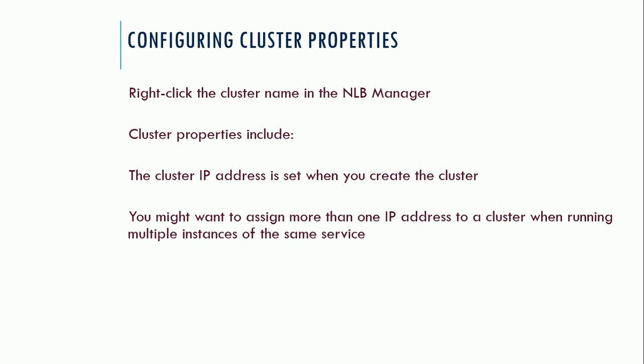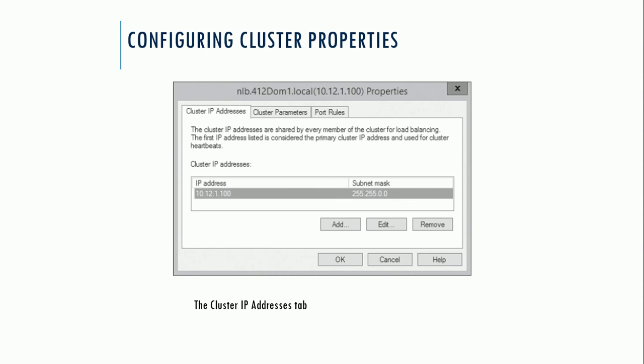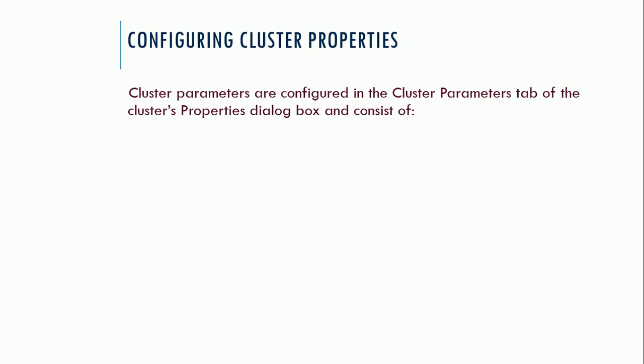So the cluster properties. If you right-click on the cluster in the Network Load Balancing Manager, you will see the cluster properties. The cluster properties are going to include the IP address and some other cluster parameters, which we're going to discuss. The cluster IP address is set when you create the cluster, and you can change the cluster IP address using that tab. You may want to assign more than one IP address to a cluster when it's running multiple instances of the same service. So there's the screen where we add the IP address, and that's the same one from the diagram that you saw in the beginning of the slide deck.